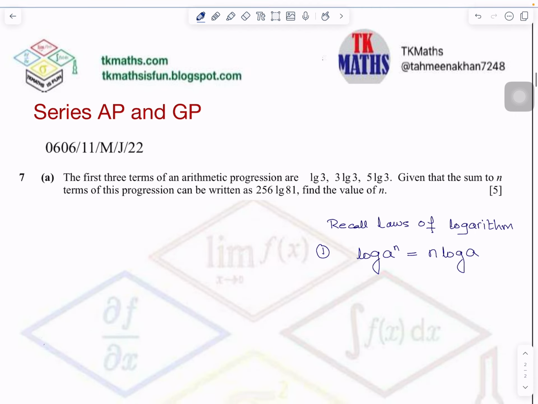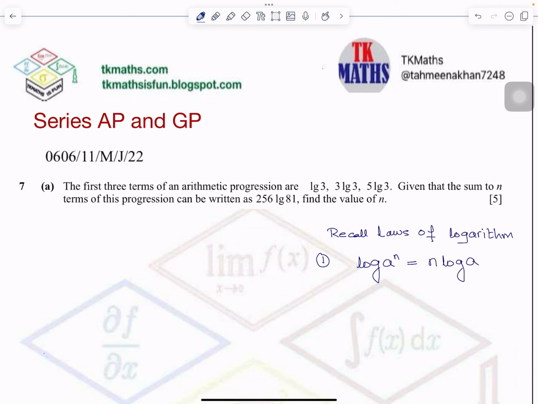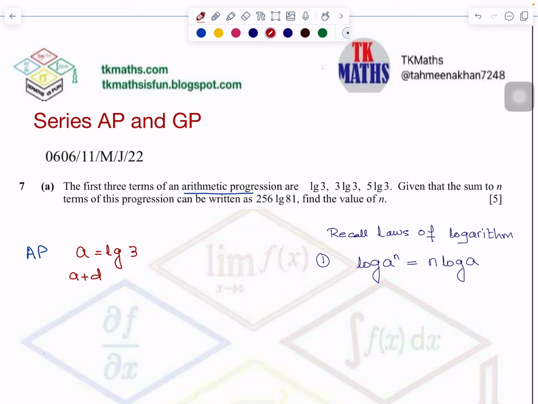So let's start the question. This is a beautiful question. Why? Because it is involving the concept of log also in it, right? So now let's start the question. The first 3 terms of the arithmetic progression, so let me write here AP. First term is lg3. Second term is a plus d, like I have shown you in the formula, is 3lg3. And the third term, which is a plus 2d, is 5lg3. This is given to you.